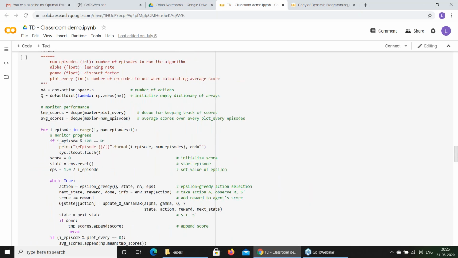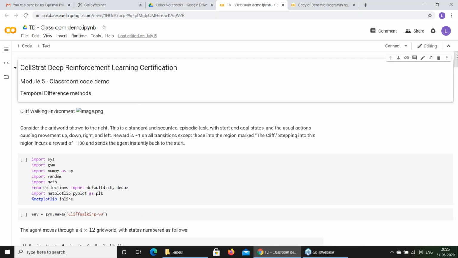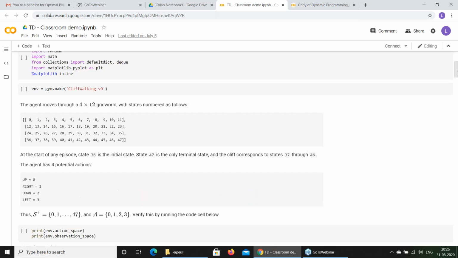Temporal difference, we import the required libraries. It's a different thing. It's also a grid of 48. You start with 36, and you are expected to reach here. And you are expected that you should not be falling here.